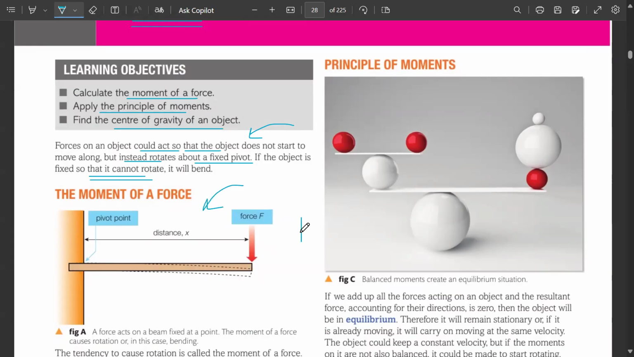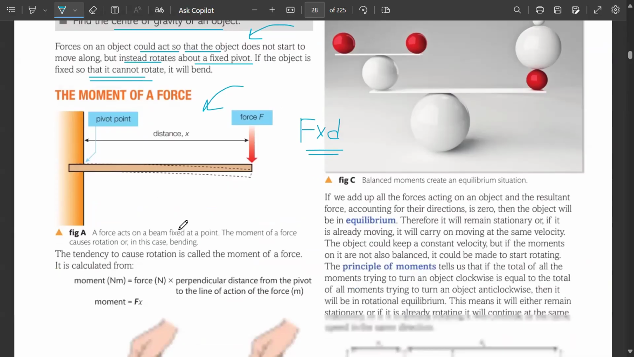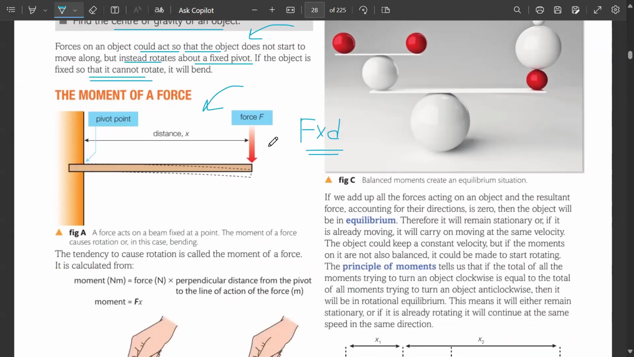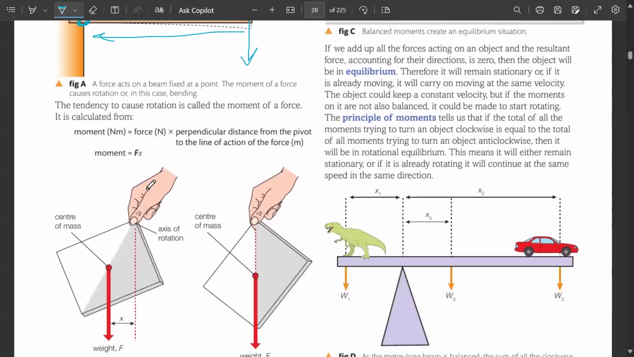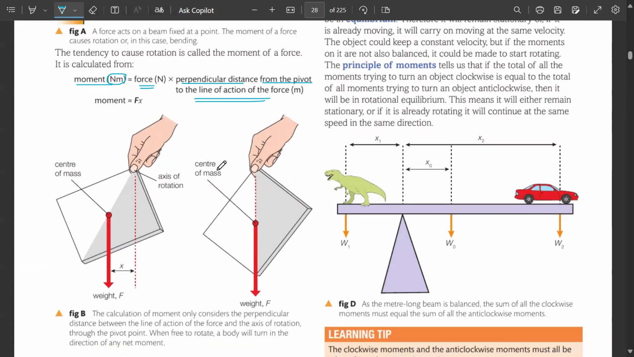So the moment of a force is the force multiplied by the distance. It is the product of force and distance to the line of the pivot. If this is the pivot and this is the force that is acting clockwise, this would be the distance that we are going to use. So moment is measured in newton meters, which is force multiplied by the perpendicular distance from the pivot to the line of action of the force.